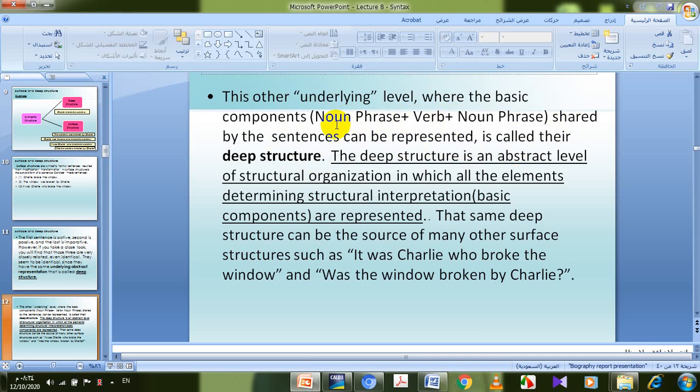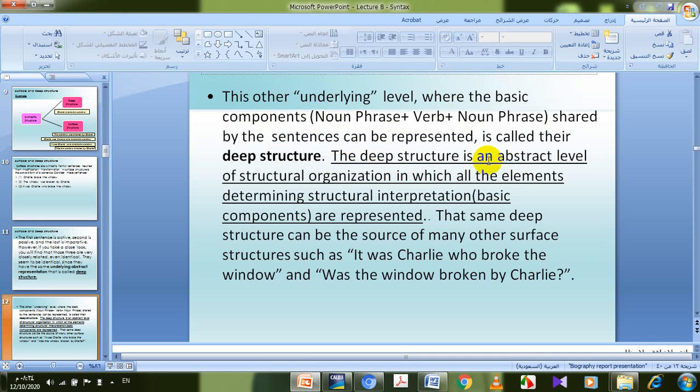So we can see that noun phrase plus verb plus noun phrase is shared among the three sentences. That's why we can say that the basic components, noun phrase, verb, noun phrase, shared by the sentences can be represented. This is called the deep structure. Why? Because the deep structures in all of them have the basic components, noun phrase, verb, noun phrase. It is common, it is shared among them.